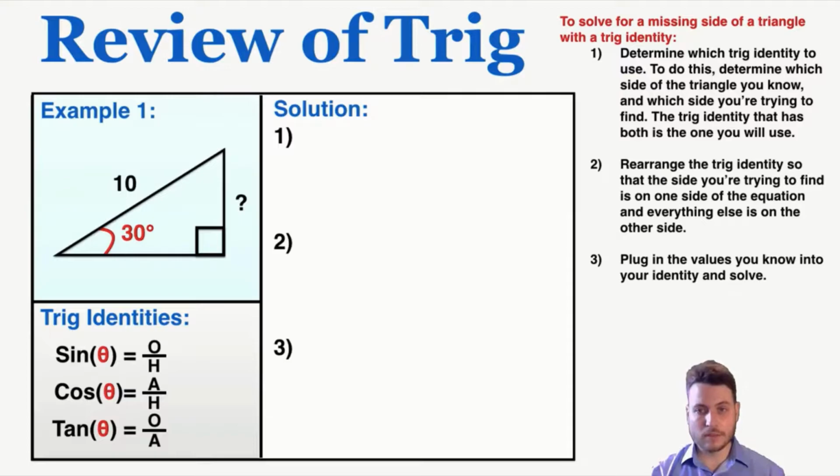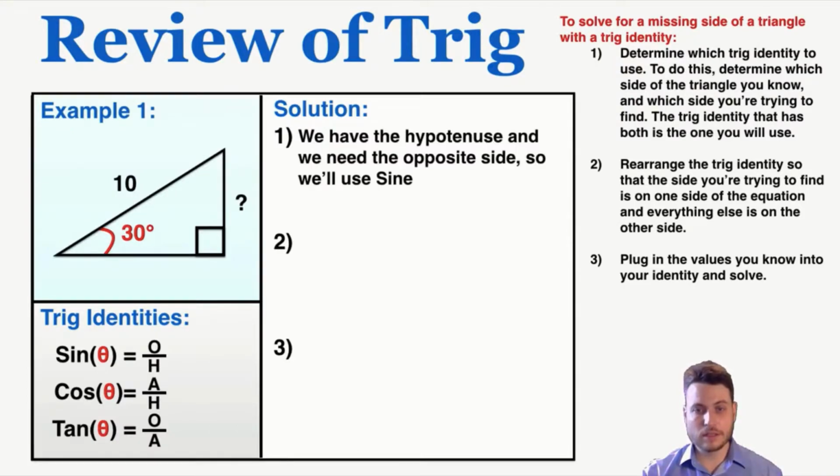So I'm going to go through these steps. Step number 1, determine which trig identity to use. To do this, determine which side of the triangle you know and which side you're trying to find. The trig identity that has both is the one you want to use. So here I can see that I have the hypotenuse and we need the opposite side. The 10 is the hypotenuse and the thing we're trying to find is the opposite side. And the only identity that connects opposite and hypotenuse is sine, so we'll use sine.